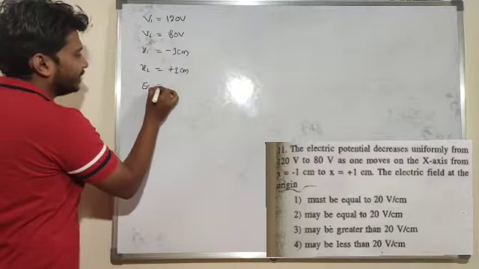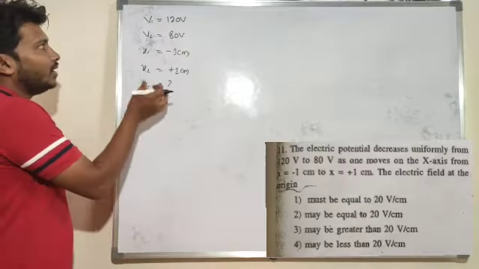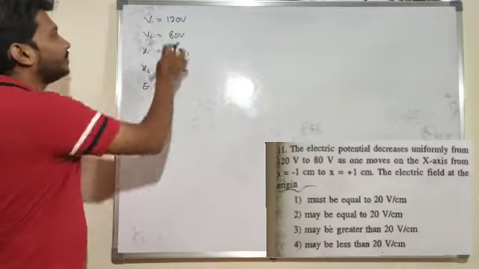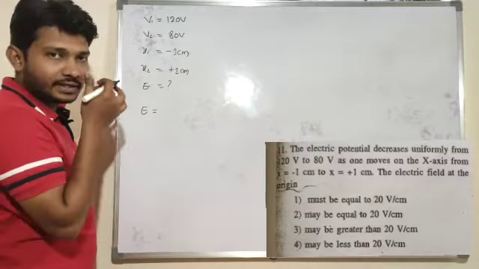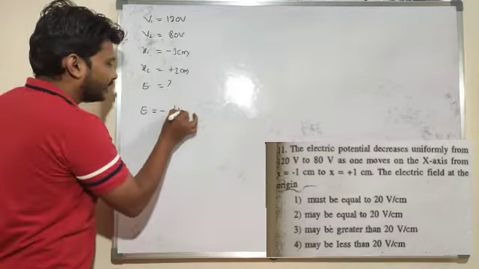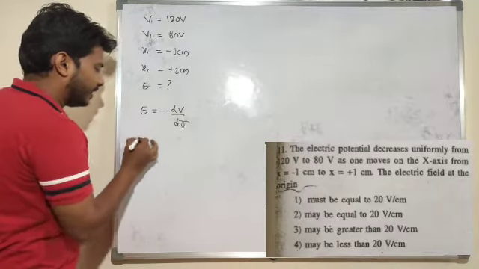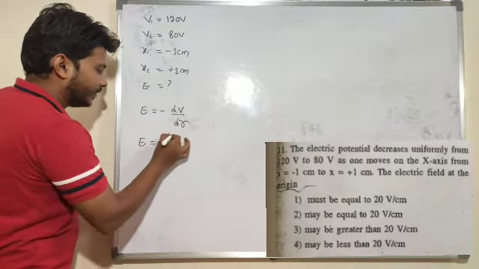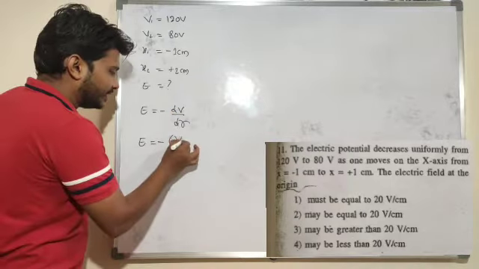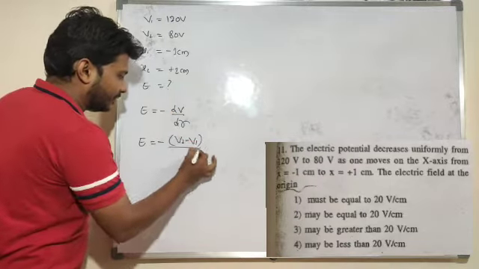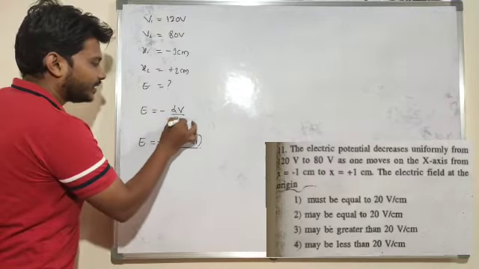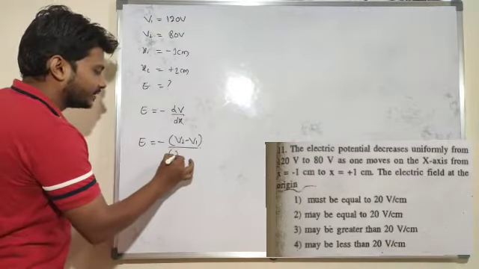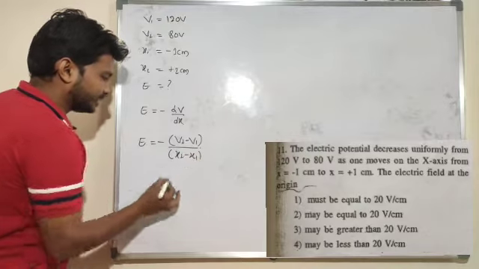So which thing do I need to find out here? The electric field. What is the connecting formula between potential, distance and field? E is equal to minus dV divided by dr. So dV I will write as V2 minus V1, and dr or dx I will take as x2 minus x1.